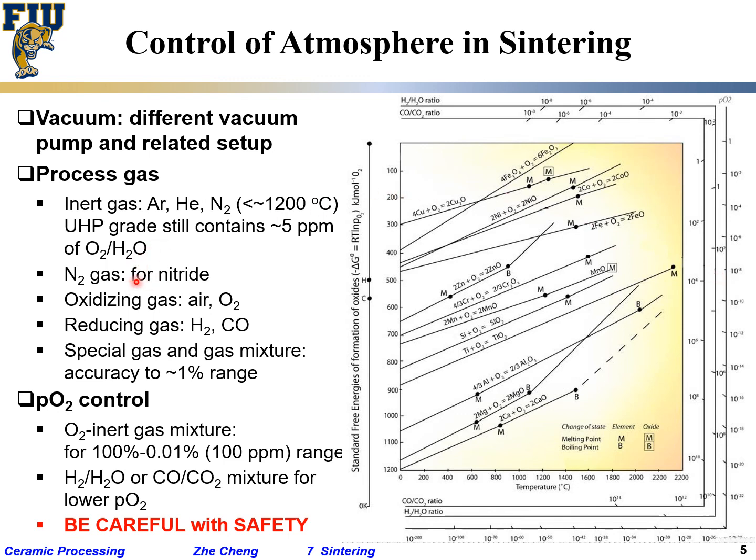Nitrogen gas, if we are sintering nitrides, quite often you have to use nitrogen gas. Oxidizing gas: air or oxygen. Reducing gas: quite often hydrogen, sometimes carbon monoxide. Specialty gas mixtures: people can mix different gases together to get certain atmosphere control.